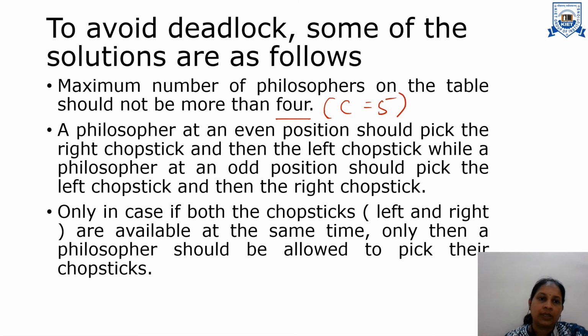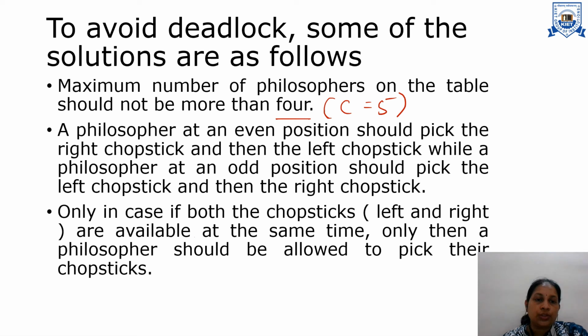The second solution: a philosopher at an even position should pick the right chopstick and then the left chopstick, while a philosopher at an odd position should pick the left chopstick and then the right chopstick. So basically, this breaks the monotony of all the philosophers picking their left chopstick. What will happen? At least one philosopher will receive both chopsticks, which are used for its work.